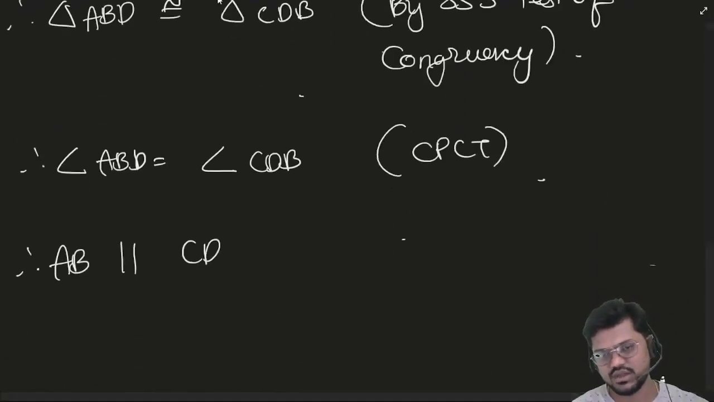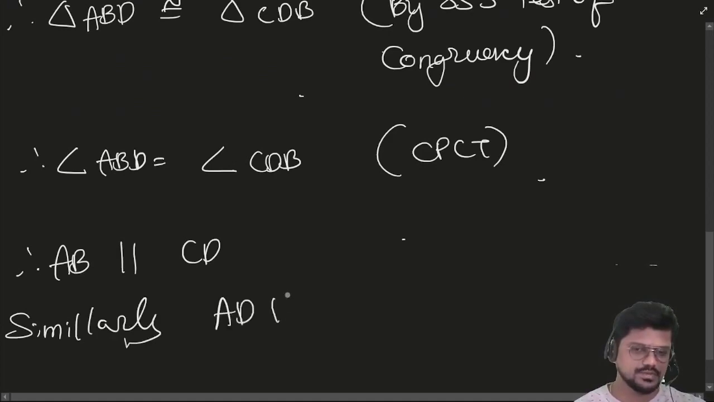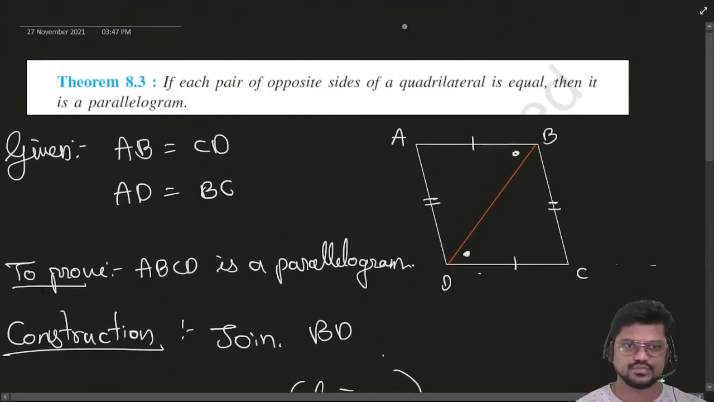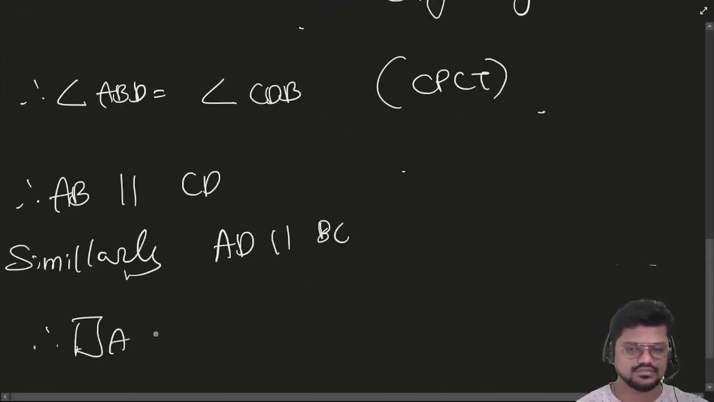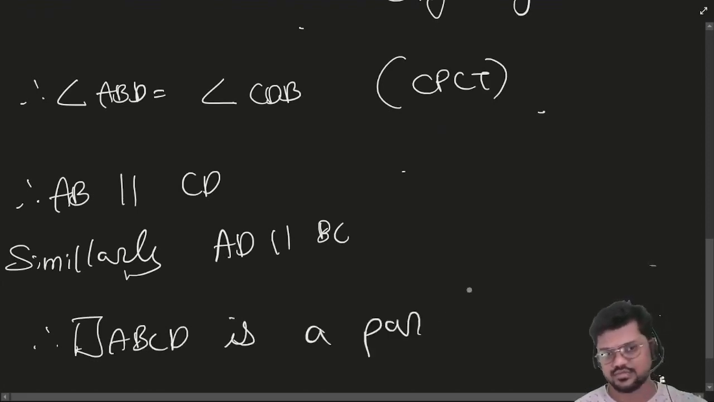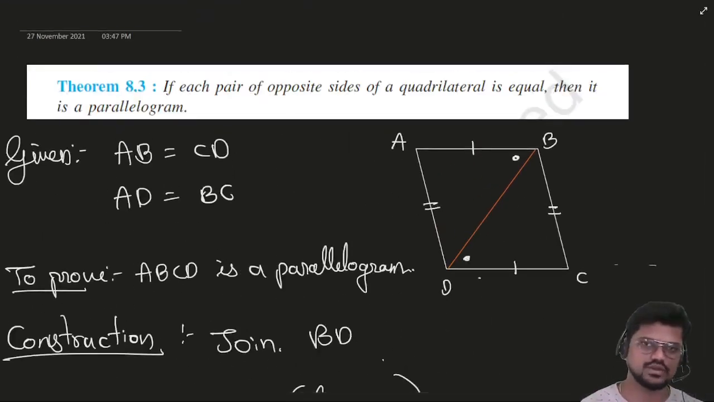Similarly, you can write, AD is parallel to BC. Therefore, quadrilateral ABCD is a parallelogram. Clear? Yes? Okay, fine.